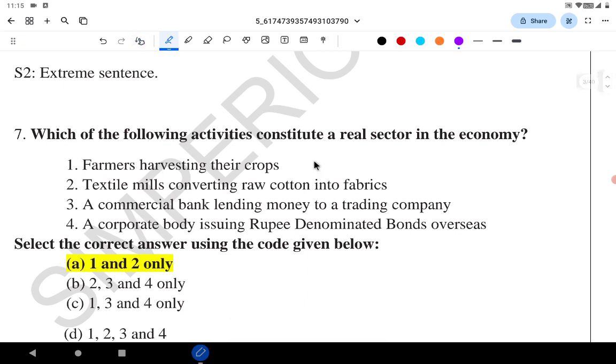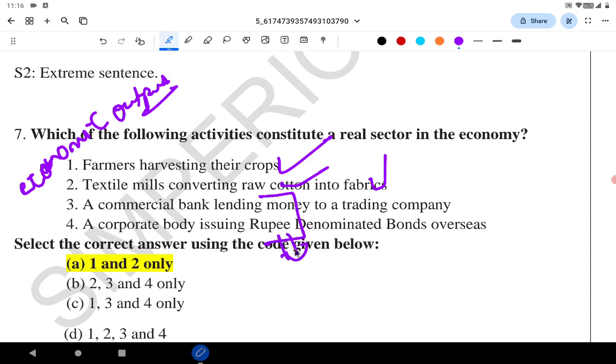Let's go to this. Which of the following activities constitute the real sector in the Indian economy? See, the real sector is that which directly leads to an economic output. Farmers harvesting their crops, direct output. Textile mills converting raw cotton into fabric, real economic output. And a commercial bank lending money to a trading company, a corporate body issuing rupee denominated bonds, these are not direct economic output. They might lead to a cascading impact that can be economic output, but not directly. These are financial sector activities, not real sector activities. So 1 and 2 are correct.